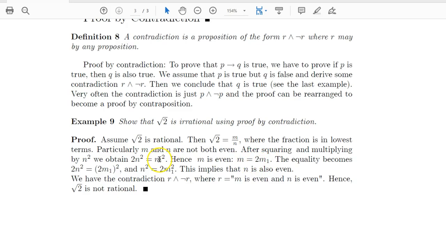Then we replace here m with 2m1, we get this equality. Squaring and cancelling both sides by 2, we get this, which implies that n is even, and we obtain a contradiction. From one side, R, here R means this: m is even and n is even. In the beginning we had this true, and now we concluded that both numbers are even.